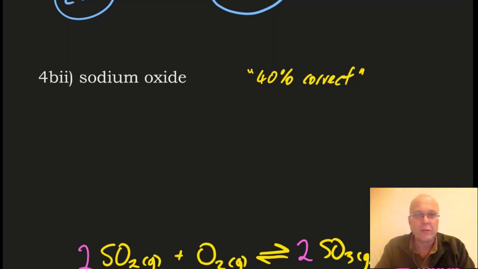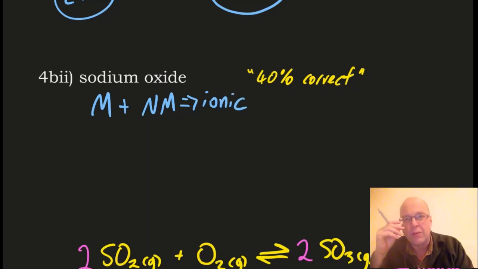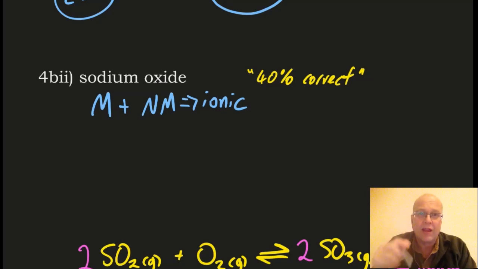Physical properties of sodium oxide. So sodium oxide is a metal and a non-metal. So almost certainly that means it's ionic. So just like salt and things like that. So let me think of the physical properties of salt. Well, it's white. Well, it doesn't really count. That's just not really helping. It has a high boiling point. Ionic compounds have strong bonds. So I bet it has a high boiling point.